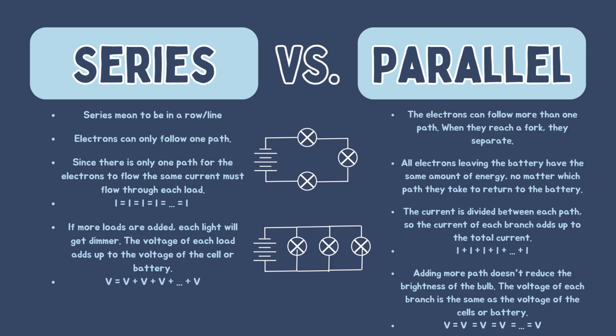However, the current is divided between each path. The total current is the sum of the current in each branch. So the total current, IT, is equal to I1 plus I2 plus I3, and so on. This means that adding more paths doesn't reduce the brightness of the bulbs in the other paths because each path still receives the full voltage. So to summarize, series circuits have one path, the same current, and voltage adds up. Parallel circuits have multiple paths, the same voltage, and current adds up.